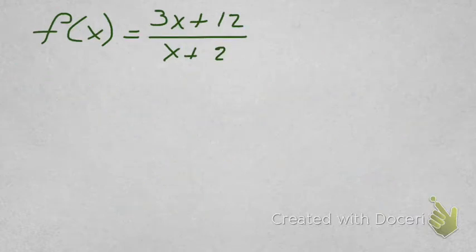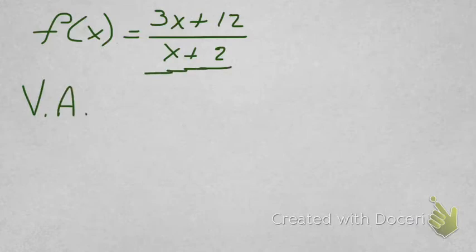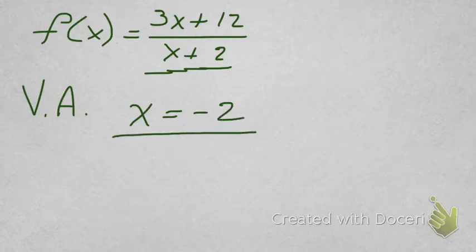Well, what about the asymptotes? Our vertical asymptote comes from that denominator and the domain restriction. The one thing x cannot be is -2. So x equals -2 becomes our vertical boundary. We write our asymptotes as equations.